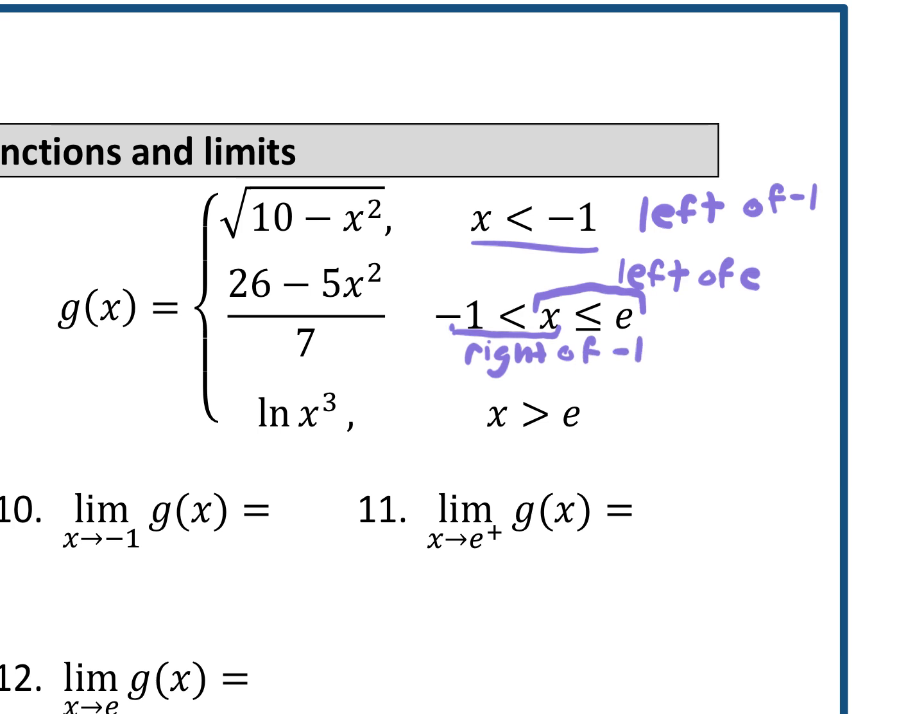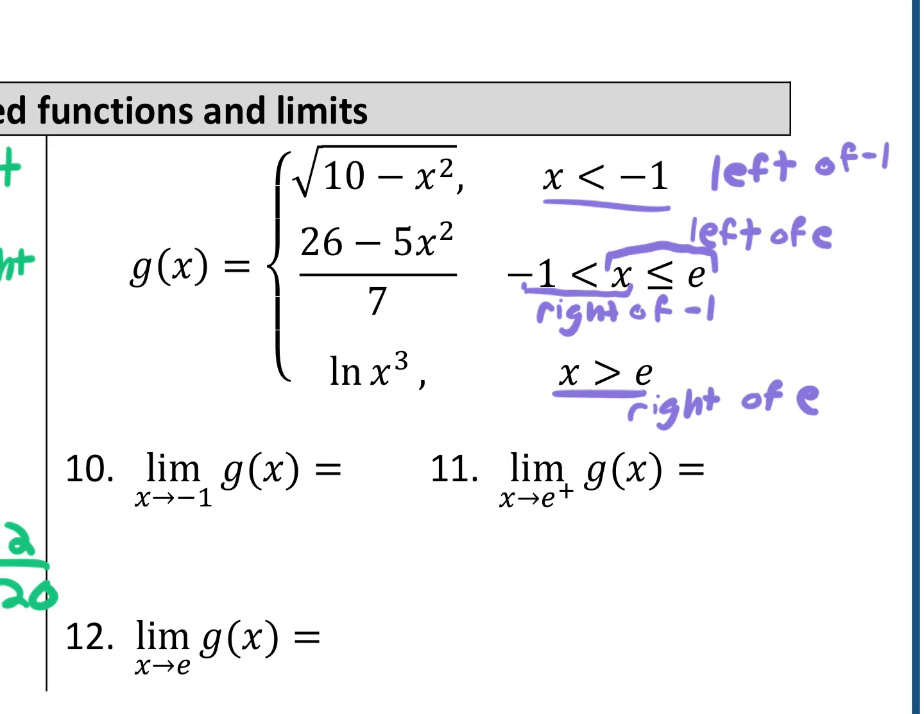You're not going to write this every single time. I'm just writing it for now so that you guys understand visually where it would be on a graph. And then lastly, x is greater than e. What does that mean? This is on the right side of e. So on the right side of e.